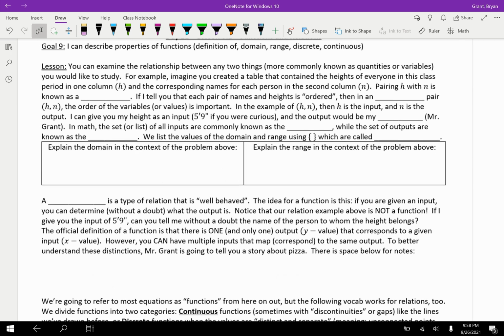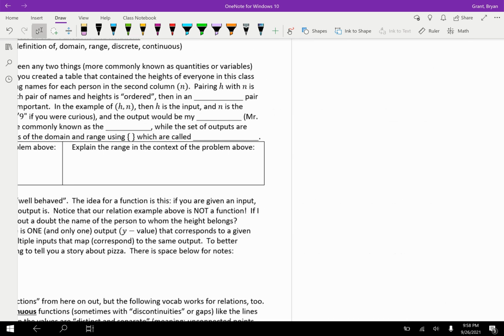So, you can examine the relationship between any two things you want. Sometimes they are related, and other times they're not. These things are more commonly known in math as quantities or variables. And we will just like to see if there's a connection between those two things. For example, imagine you created a table, and when I say a table, I mean something like a table like this. And you don't need to write this down, but there would be an input and then an output. It's a pretty common table.